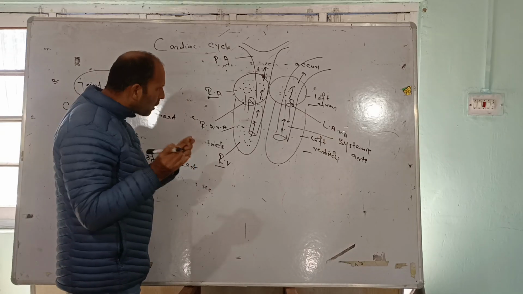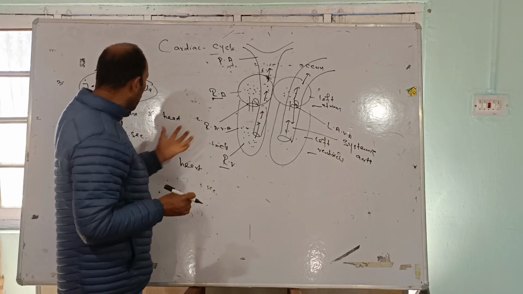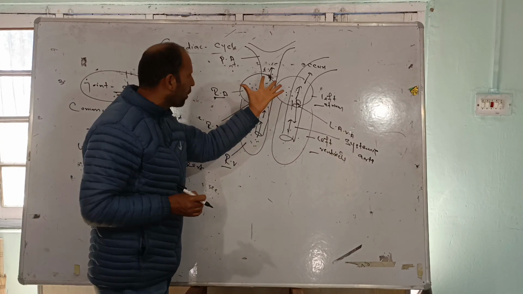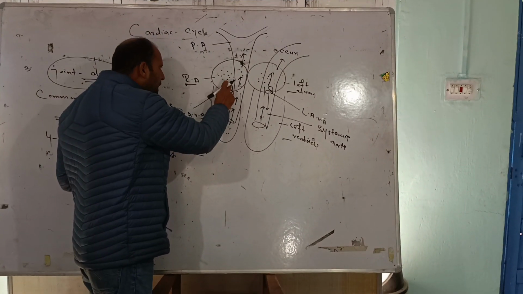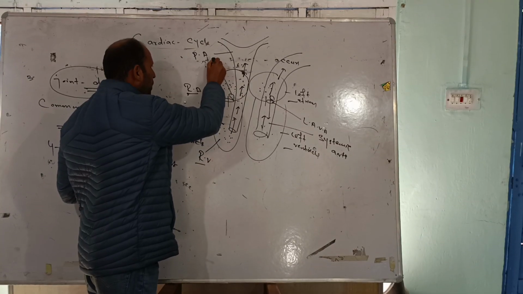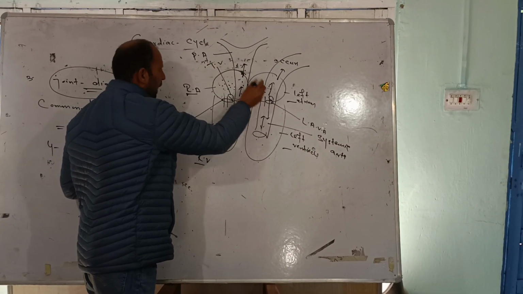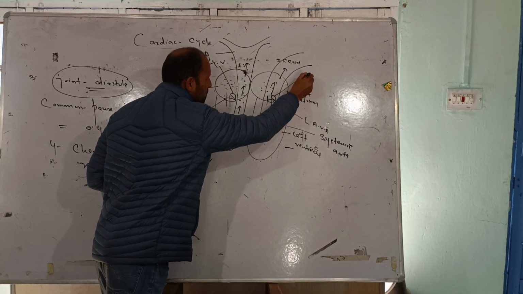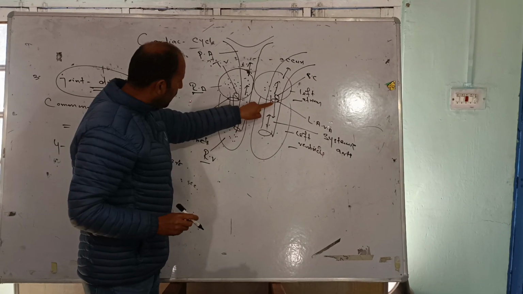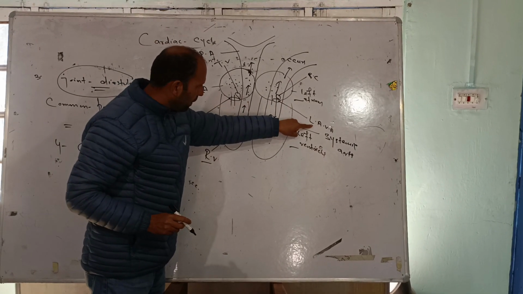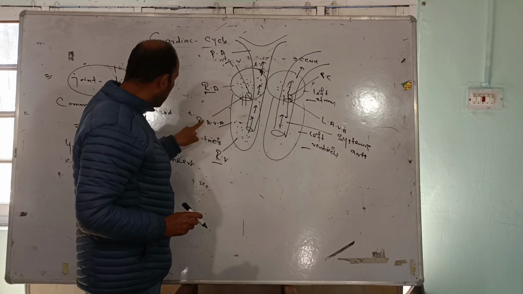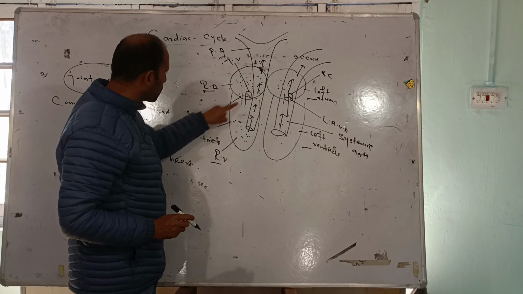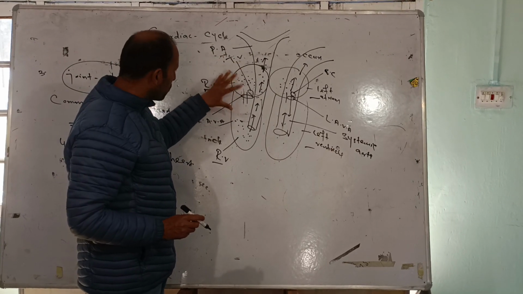But remember one important thing which we have to note here. When all the four chambers of the heart are at a relaxation period, this is the tricuspid valve, and here is the bicuspid valve. So here is the left auriculoventricular aperture. It is guarded by the bicuspid valve or mitral valve. Here is the right auriculoventricular aperture. It is guarded by the tricuspid valve.